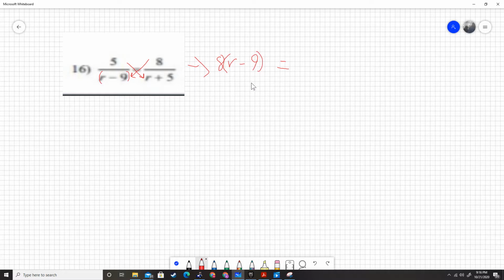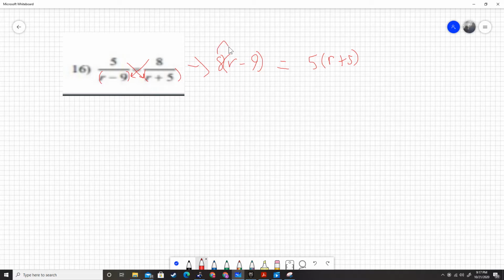On the other side, I have the same thing. I have 5 times r plus 5. So now that I have this set up, this is just a multi-step equation that we have to go through and solve. That means I need to distribute on both sides. I need to simplify where I can, and then I need to move all my constants to one side and all my variables to the other side. So let's do that math here.